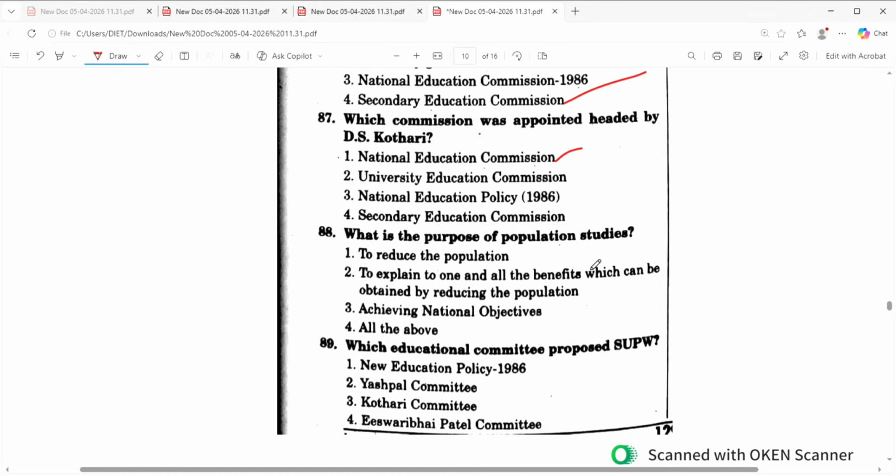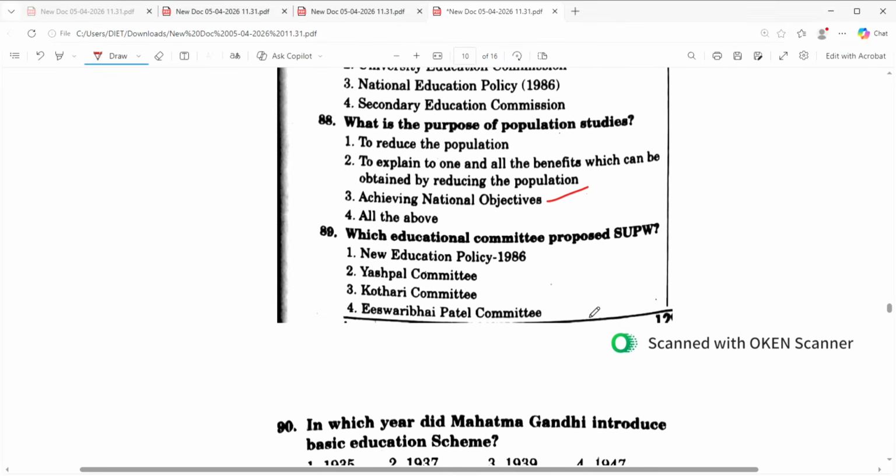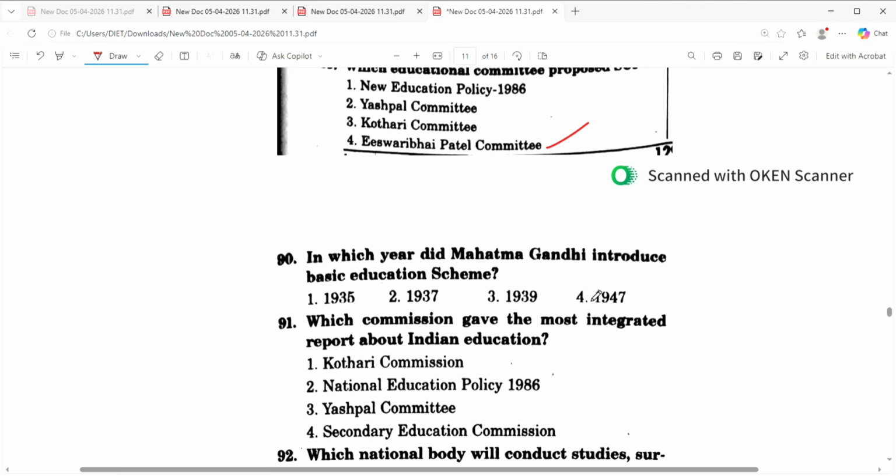What is the purpose of population studies? You see, all three happen to be apt, or not? Achieving national objectives is very much important. Which education policy committee proposed SUPW? Yashpal, Kothari, or Ishwari Bai. So, the Ishwari Bai Patel Committee.